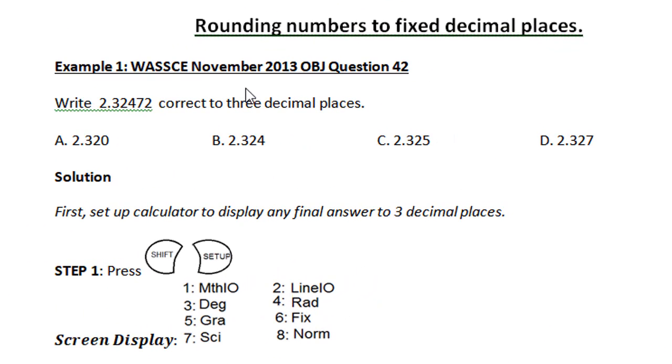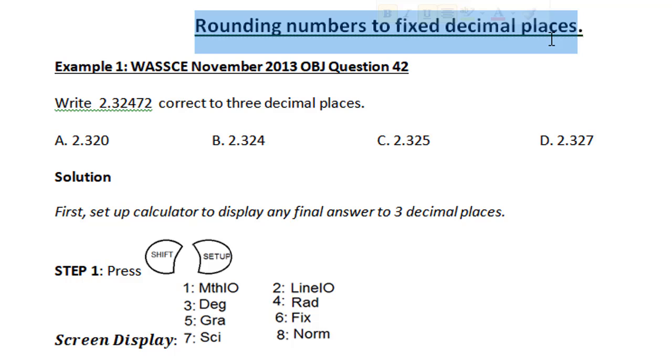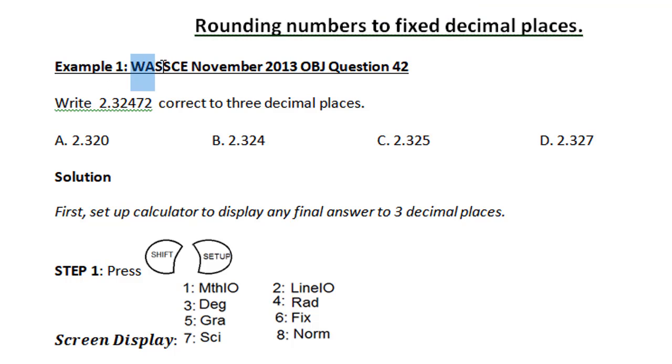Today we are going to look at rounding numbers to fixed decimal places. What we're going to do is take a number, then round it to a fixed decimal place. We take an example from the West African Secondary School Certificate Examination, November 2013, objective question 42.